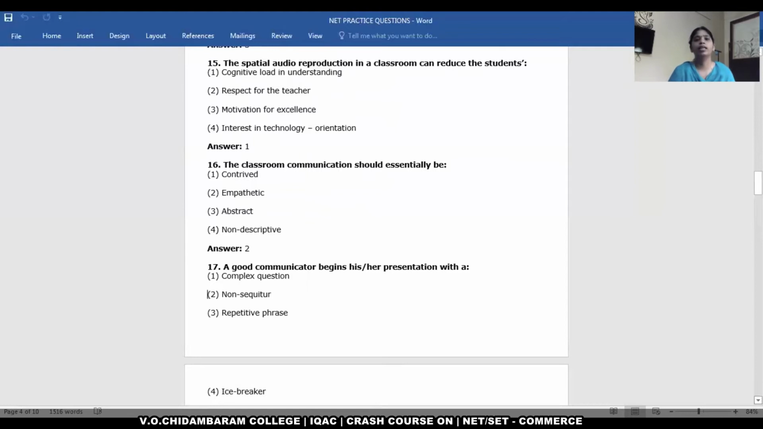So now tell me, these are the meanings of the 4 options given. The best option is empathetic. Yes, having the ability to understand or share the feeling of another. Okay, so this is the right answer.